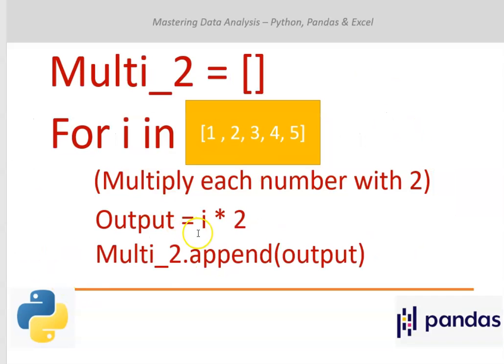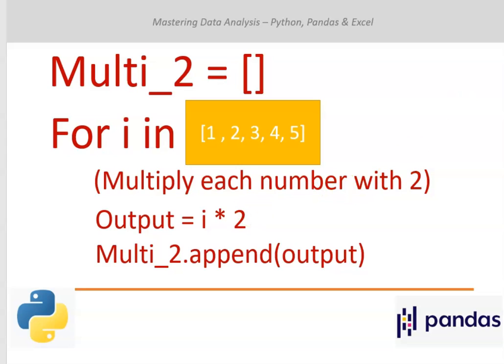And then we are telling the code to take this output. So we've defined output is equal to i into 2. So the first time this output would be 2, the second time it would be 4, the third time 6, and so on and so forth. And we're saying save that output to this list, which is multi. So at the end of this loop, what we should see is a list of multiples of 2 for each of the numbers in this list.